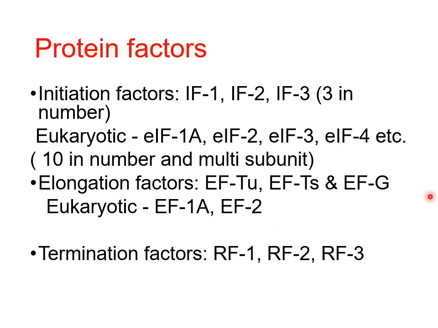Coming to the termination factors or releasing factors, RF stands for releasing factors. For the termination of protein biosynthesis, these factors help. In case of prokaryotes, we have RF1, RF2, and RF3, whereas in eukaryotes, there is something called the eukaryotic releasing factor. So far, only one has been shown. eRF, small e, RF, stands for eukaryotic releasing factor.